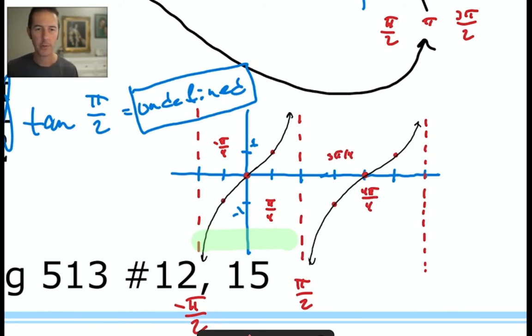So I wanted to make sure that that one was on there for you so that I can ask you the question, what's the tangent of pi? And then you can look at the graph and see that where you have an x-coordinate of pi, you have a y value of 0. Therefore, the tangent of pi is equal to 0. That's the last of the quadrantal angles for the tangent function.